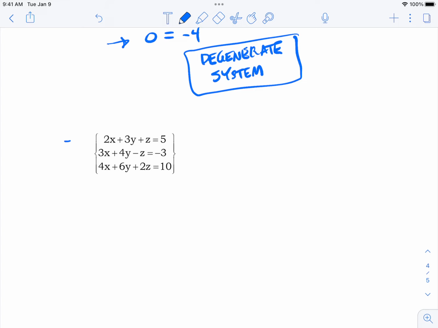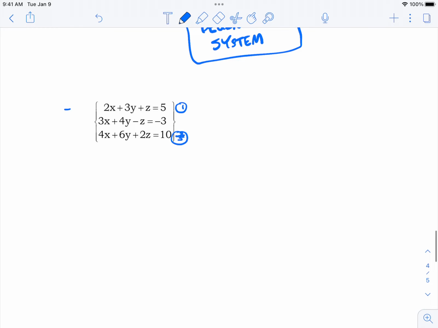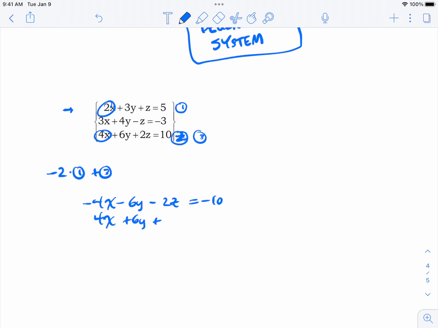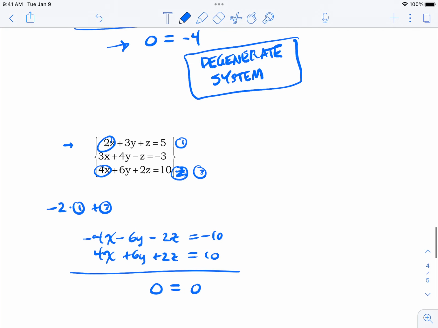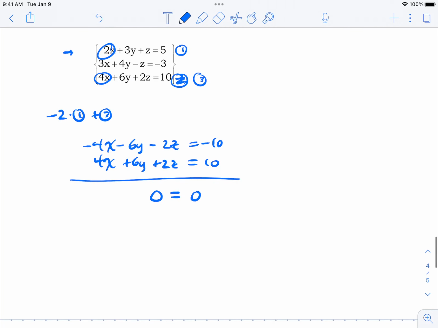Similarly, if I take, well, I'm going to do, oops, that's equation 3. I'm going to do kind of the same thing here. I'm going to take negative 2 times equation 1, and I'm going to add equation 3 because I'm trying to make x's go away here. So negative 2 across the top, negative 4x minus 6y minus 2z equals negative 10. Equation 3, the bottom one, as is, 4x plus 6y plus 2z equals 10. And you see a slightly different thing happens here. X's go away, y's go away, z's go away, left side is 0, right side is 0. Okay, that's a different thing, right? This is not a contradiction.